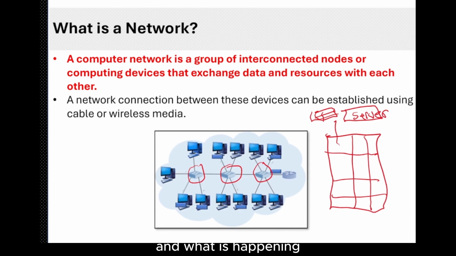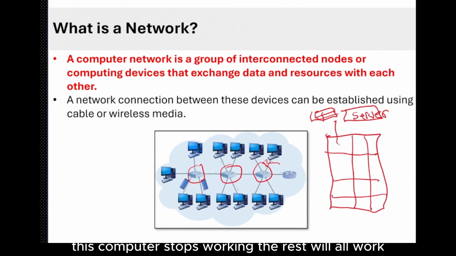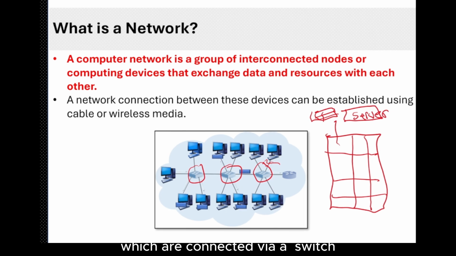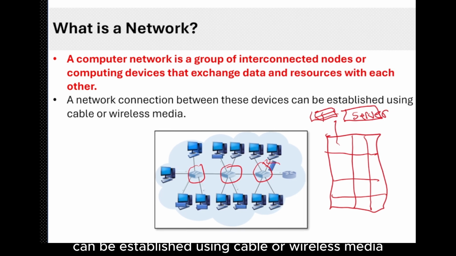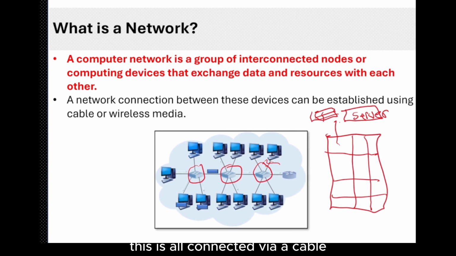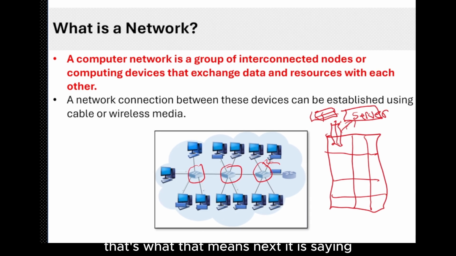And what is happening here? If, say, this computer stops working, all the rest which are connected via the switch will still work. So that is what that means. A network connection between these devices can be established using cable or wireless media. So this is all connected via a cable. If you are in a classroom, you can easily see a blue cable, which is called the Ethernet cable. It is connected to the server. That's what that means.